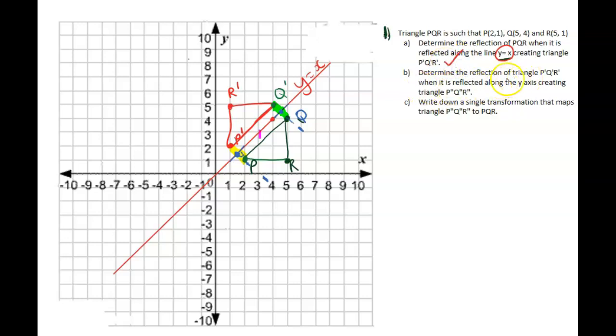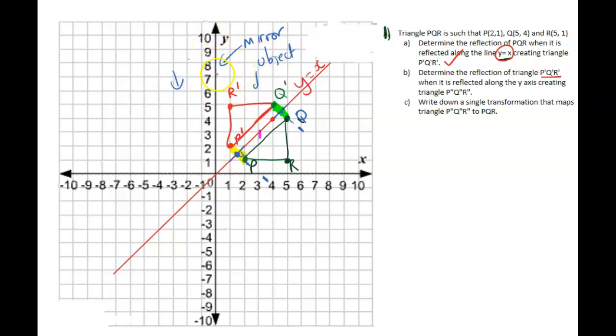Now let's move on. Determine the reflection of this triangle, which is this red one now, along the line y is equal to the x-axis, sorry, the y-axis, to create another one. Now to do this, again, this is now our mirror line. We have a mirror line here. Here's our object, and our image may be somewhere on this side.